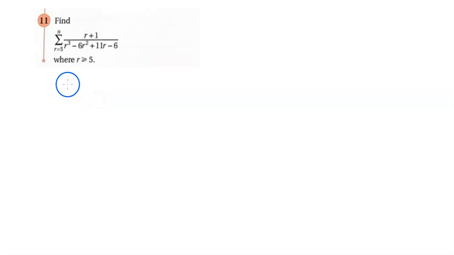Okay, question 11 of exercise 3.2a. Find the sum from r equals 5 to n of (r plus 1) divided by (r cubed minus 6r squared plus 11r minus 6). And it says where r is greater than or equal to 5, but that's already implied here from this sum. Maybe it meant to say where n is greater than or equal to 5. I guess that would have made more sense. In any case, let's get started.